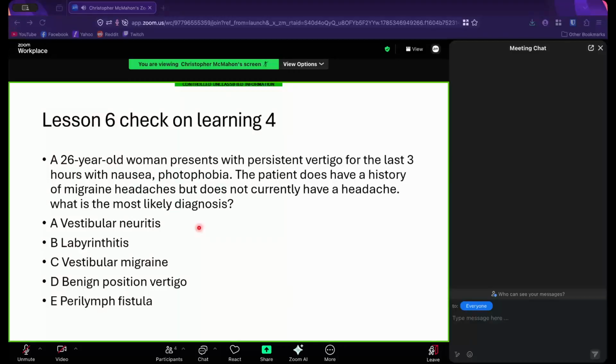All right, last version of this. I got a 26-year-old woman who presents with persistent vertigo over the last 3 hours with nausea and photophobia. The patient does have a history of migraine headaches, but does not currently have a headache. What is the most likely diagnosis?